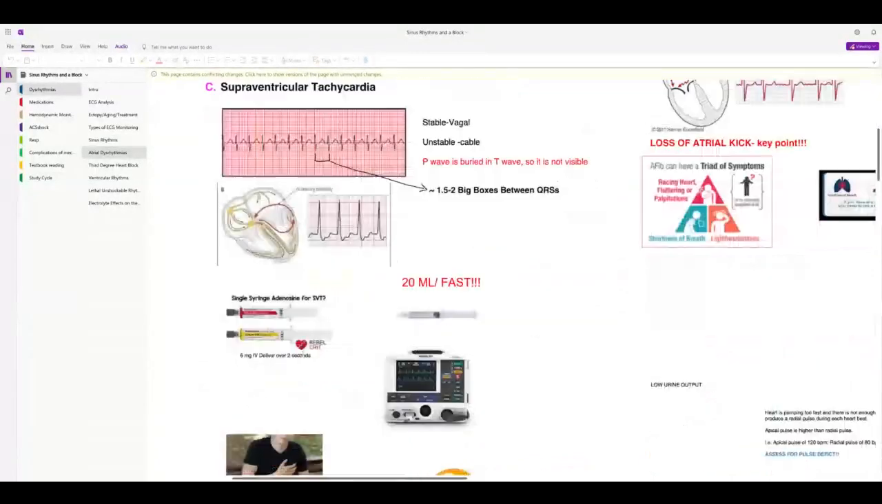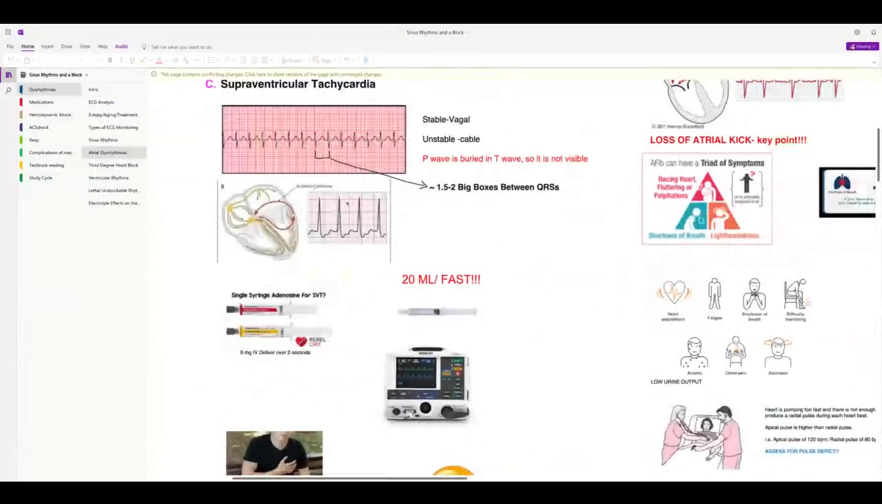All right, so SVT again, because this is highly tested. If they're stable, you're going to vagal. If they're unstable, they need the cable, so they need synchronized cardioversion. Remember, the P wave is buried in the T wave. There's only 1.5 to 2 big boxes in between. 2 big boxes would be 150 beats per minute. So that means they're in SVT.